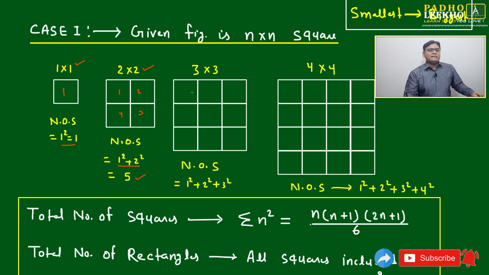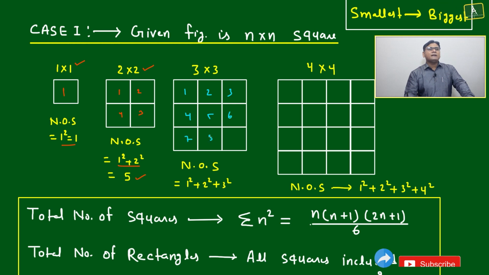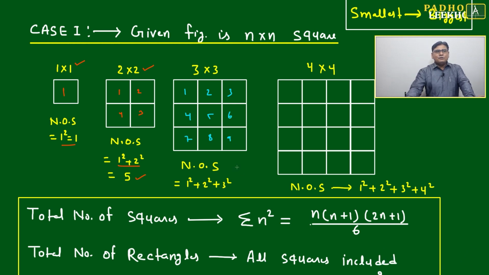Next if you take 3 by 3, then how many squares will there be? 1, 2, 3, 4, 5, 6, 7, 8, 9. 9 is sure, these are small squares. Again this is 1 by 1, and 2 by 2 we can count like this. You can count 2 by 2, then how many 2 by 2 will there be? 1, 2, 3, 4, 5. Like this you have to count all 2 by 2. Again one big square will be there, that is 3 by 3.